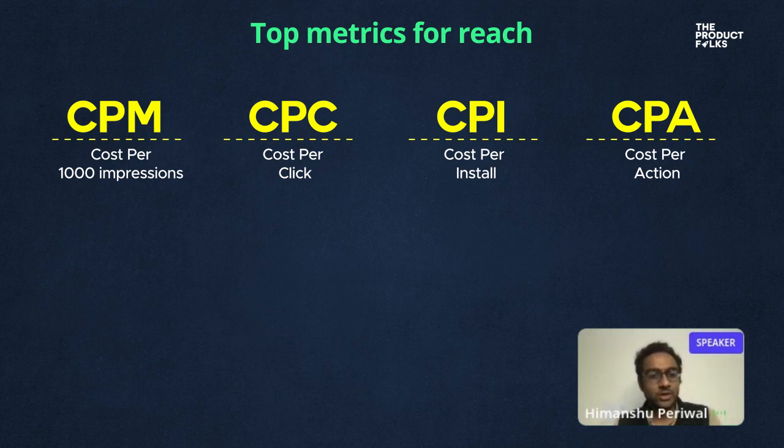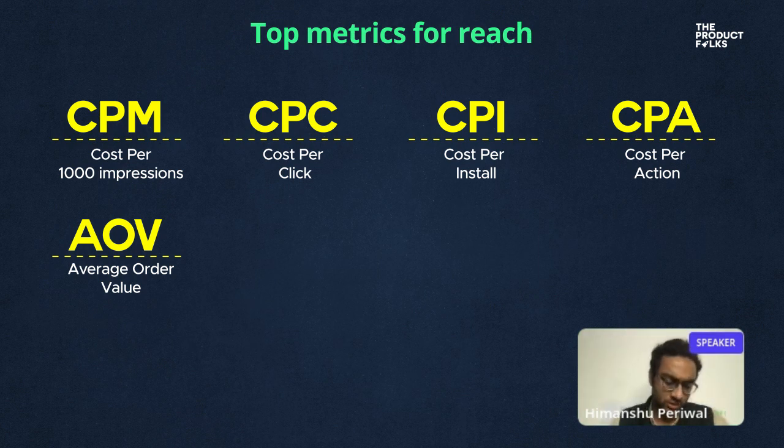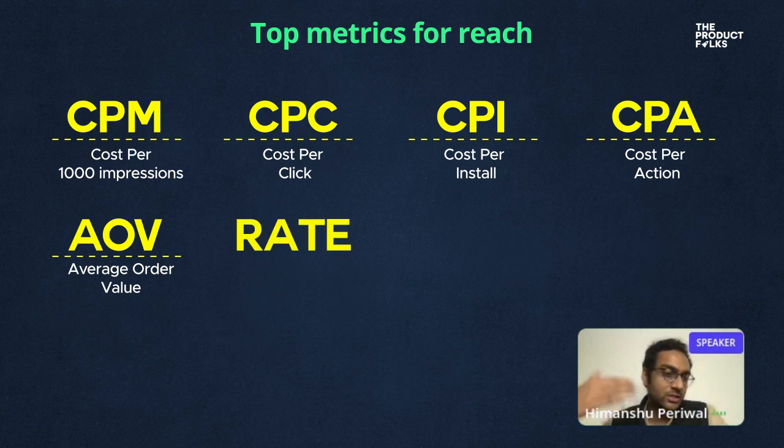Then there's something called the average order value, which is again very popular in the e-commerce and D2C space, which is, what is the average order value for your customers. Then there is conversion rate. Let's say out of 100 people, only two people converted, right? 100 people install your app, but only two people purchased. That is the conversion rate. So 2% of your total installers or users are converting. It results as a conversion rate.